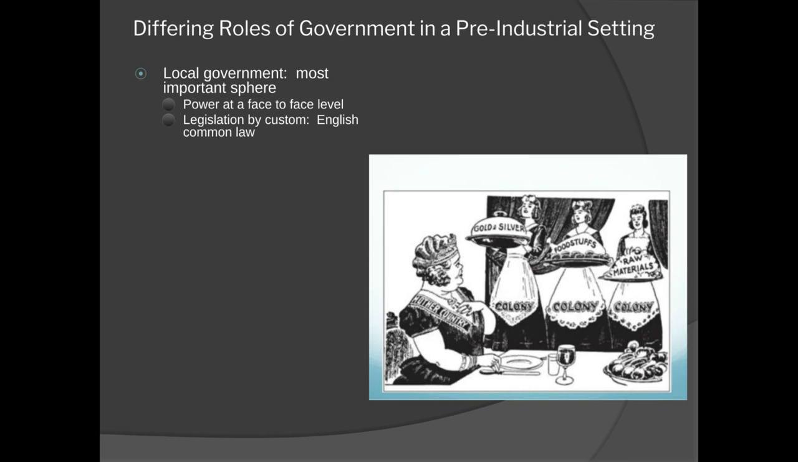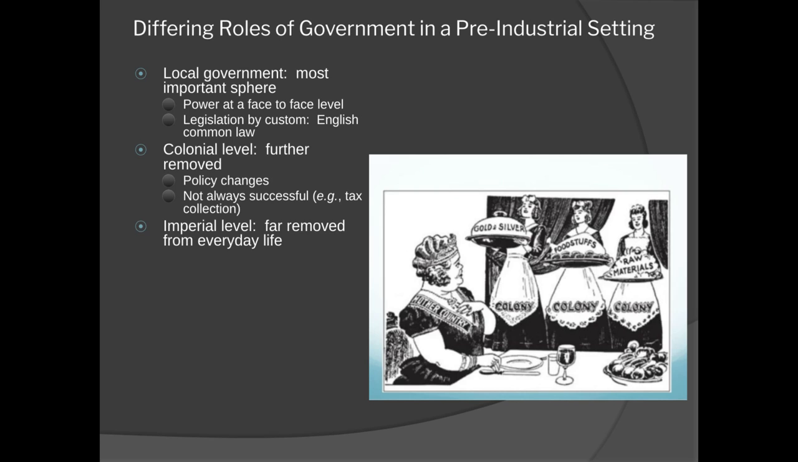English common law was required, so it was by custom what had always been practiced. At the colonial level, that was a little bit more further removed. There was a lot of policy change, and it wasn't always successful. So tax collection, a lot of colonists didn't feel like they should be paying taxes at this time. So they wanted to rebuff that, and ultimately that will be one of the causes of the revolution.